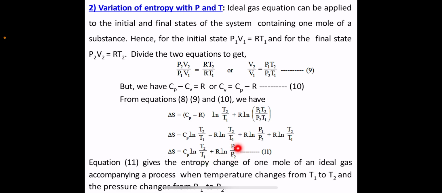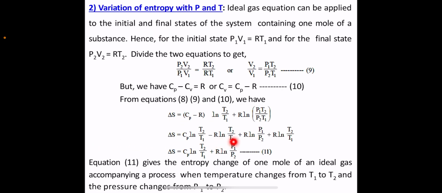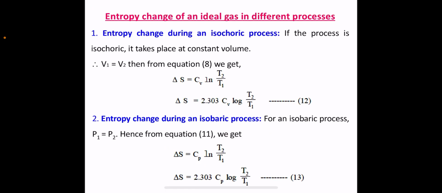Here both P1 and P2 are equal, they are constant. So that is why I am going to get delta S equals Cp ln T2 divided by T1. Since P1 equals P2, this takes the form delta S equals Cp ln T2 divided by T1, and just like how we converted ln into the logarithmic form, we are converting it. So delta S gives us 2.303 Cp log T2 divided by T1, and let me call this equation number 13, and this equation is the entropy change during an isobaric process.